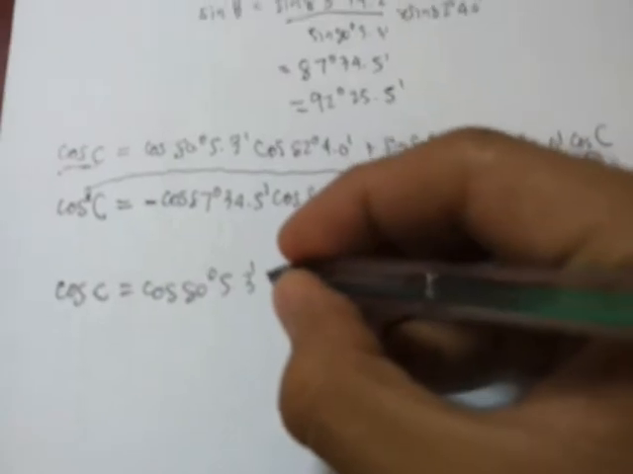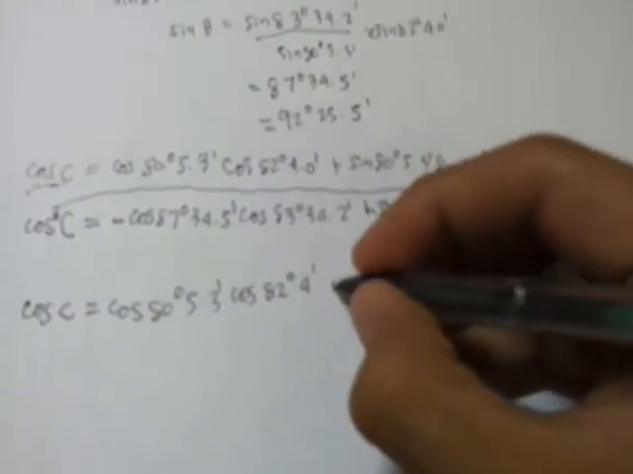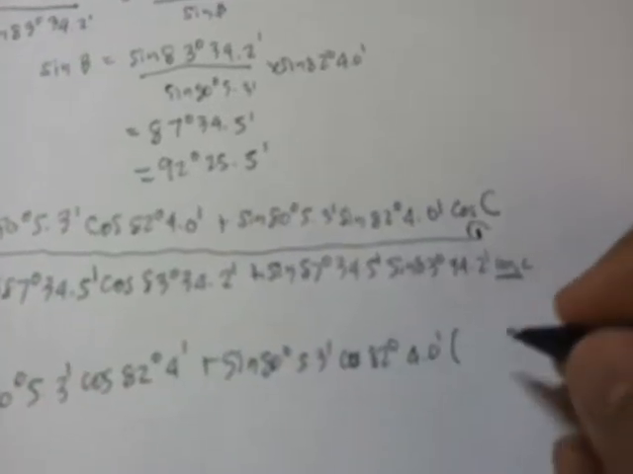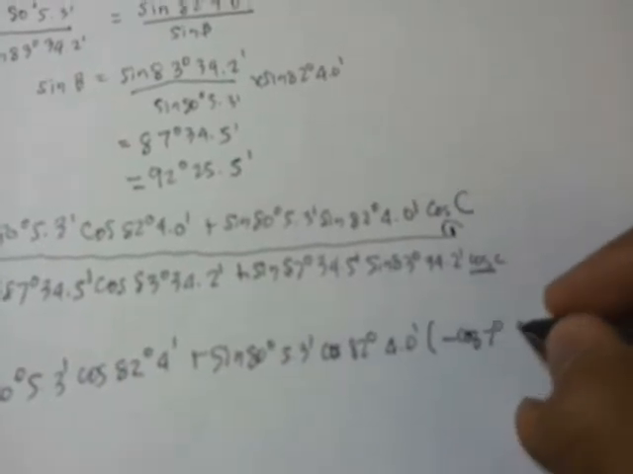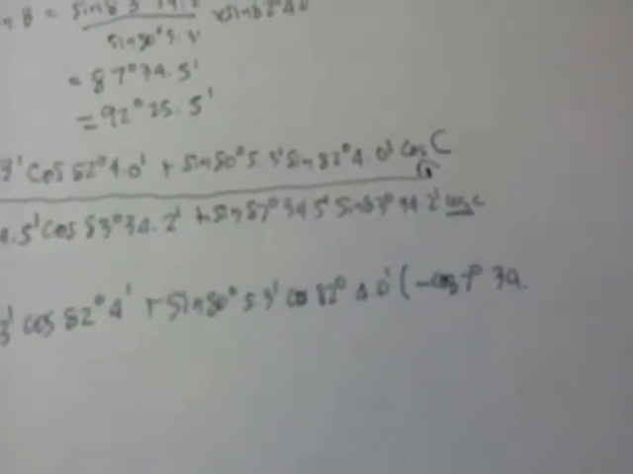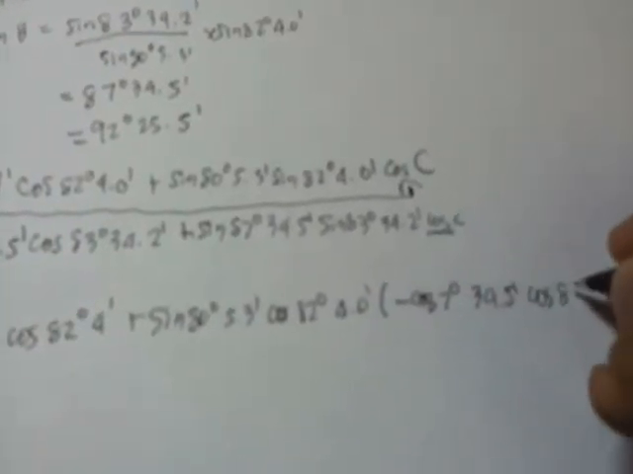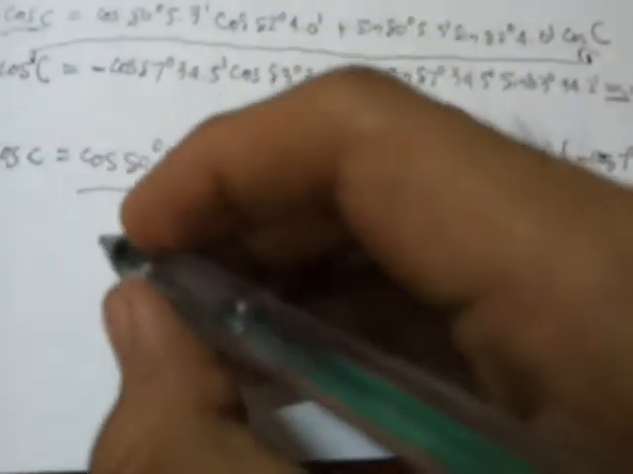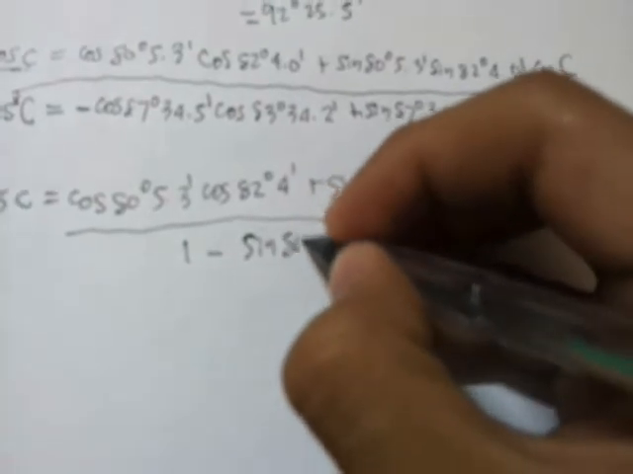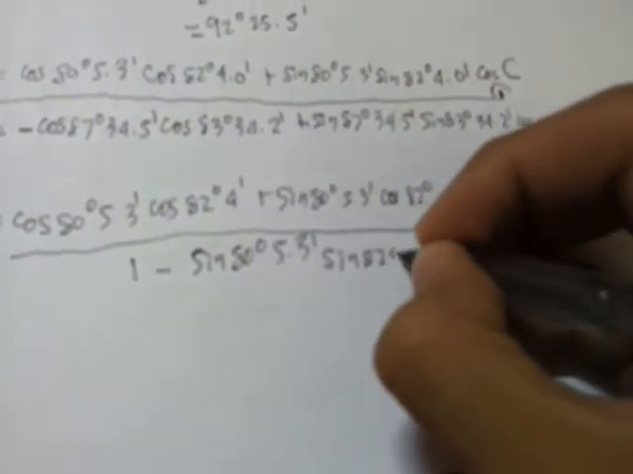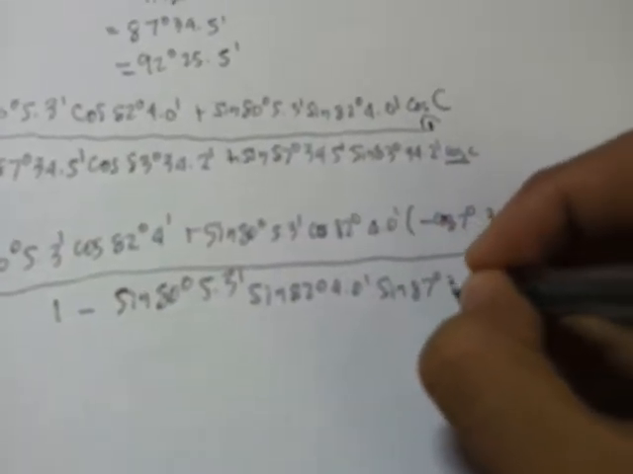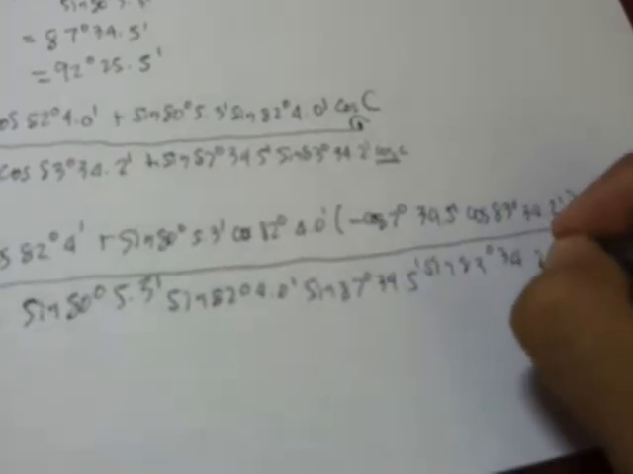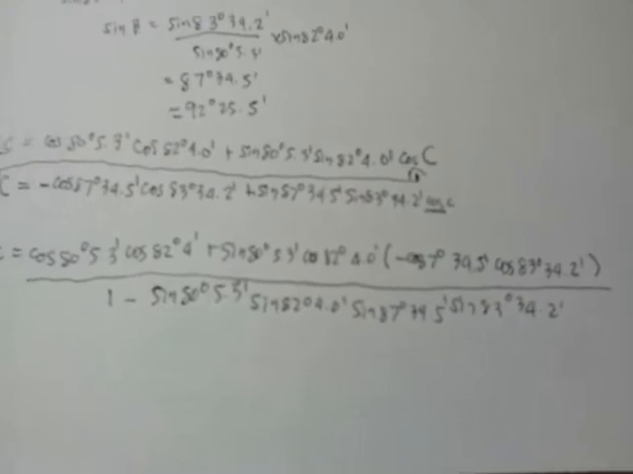This is my answer. Cosine 82 degrees 4 minutes plus sine 80 degrees 5.3 minutes cosine 82 degrees 4.0 minutes times negative cosine 87 degrees 34.5 minutes cosine 83 degrees 34.2 minutes all over 1 minus sine 80 degrees 5.3 minutes sine 82 degrees 4.0 minutes sine 87 degrees 34.5 minutes times sine 83 degrees 34.2 minutes. So this is just algebra, okay?